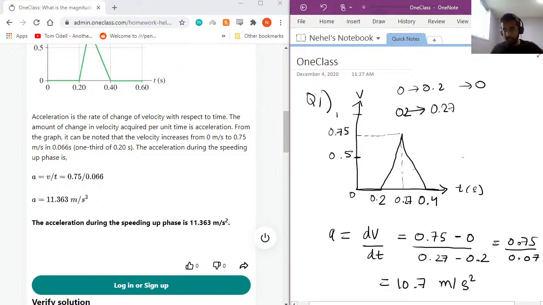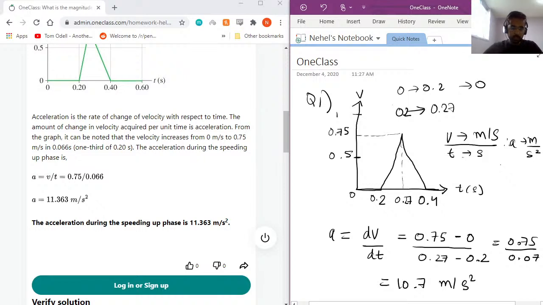It's very important to note that we write down the units. So the units for velocity, as we knew, were meters per second, and then we divide that by the units of time, which were seconds. Therefore, acceleration becomes meters per second square.